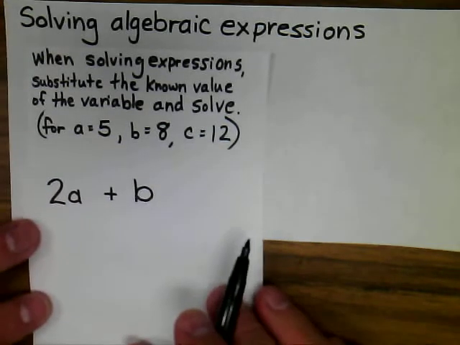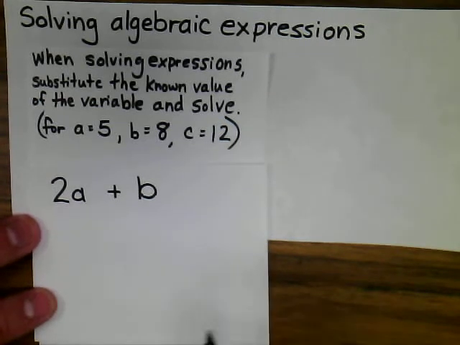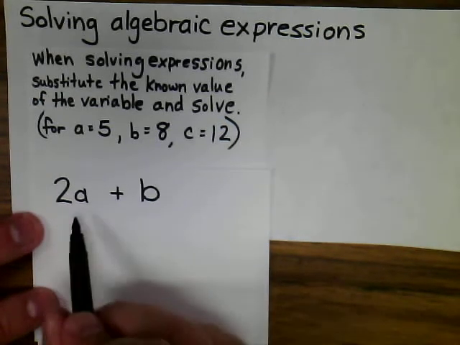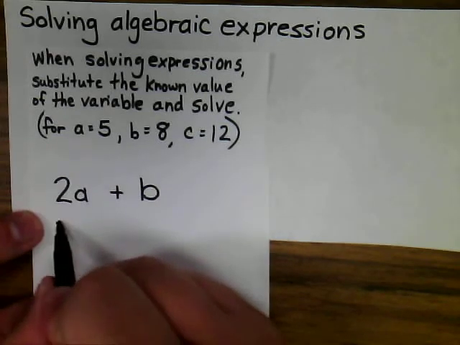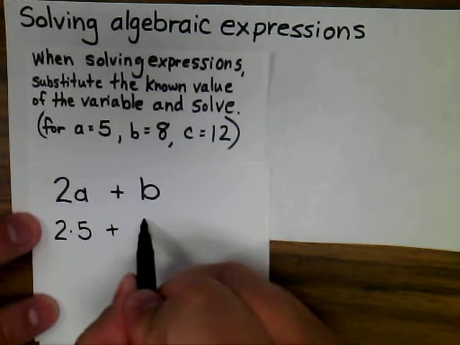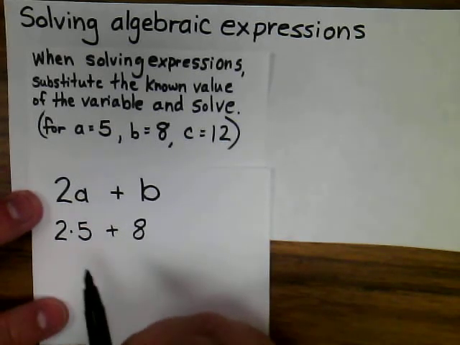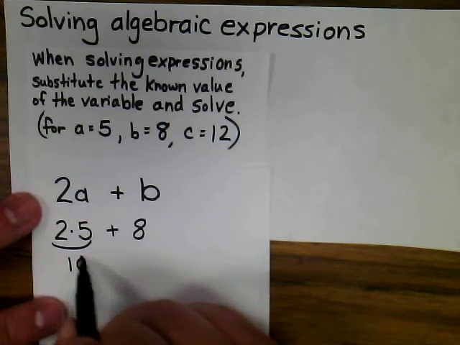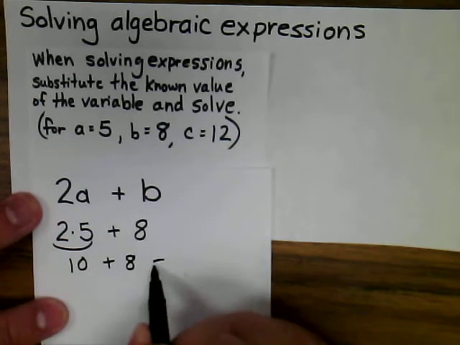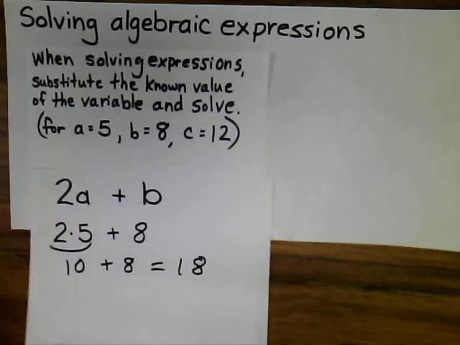So in this example, you see the coefficient 2a plus b. The best way to solve this is to substitute the value for A as a 5. And remember, that's 2 times 5 plus the value for B, which is 8. And remember, we've got to solve following the order of operations. So we'll do 2 times 5 is 10, then add the 8, giving us a value of 18. So 2A plus B equals 18.